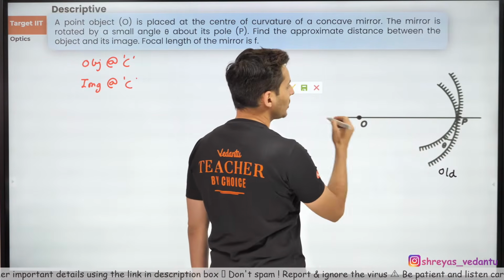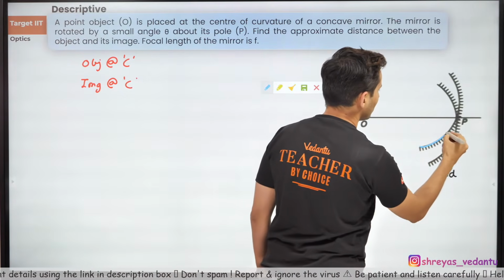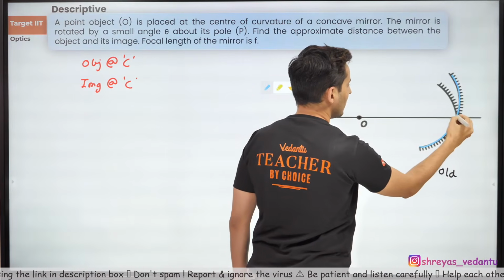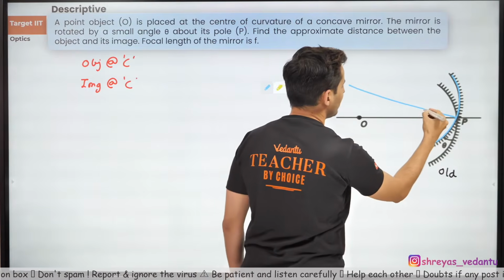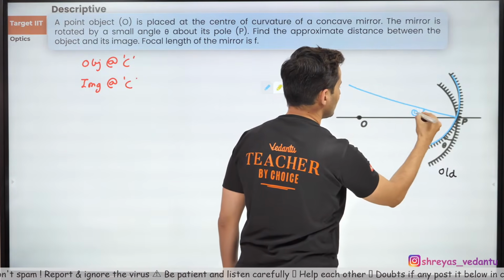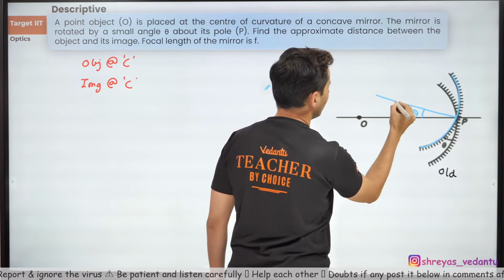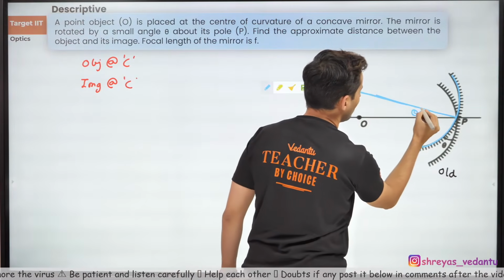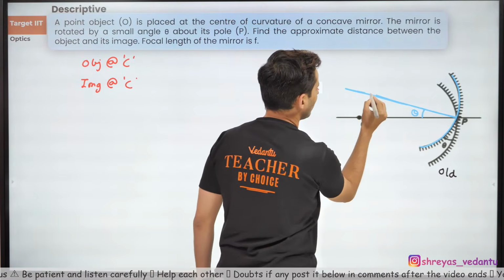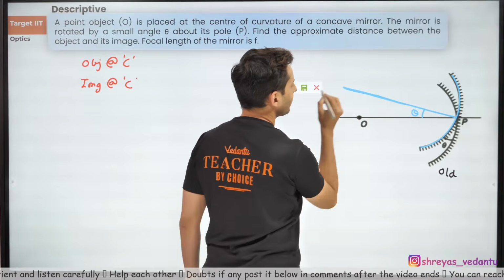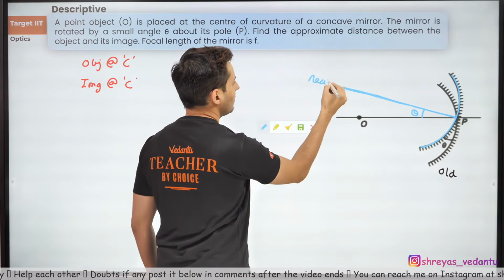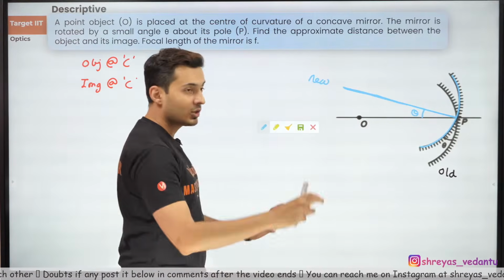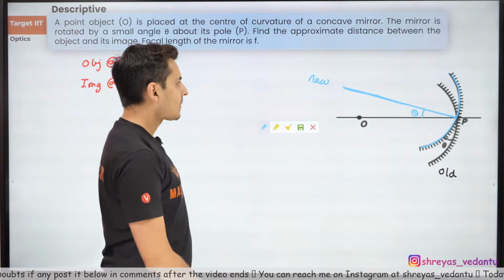Now in the new position, this is the new position of the mirror. There will be a new principal axis. Remember that the angle is very, very small. Nevertheless, I'll show it a little bit exaggerated so that I have enough space to mark any points or objects that come in the way. So this is the new principal axis. Remember, this was the old principal axis because I have rotated the mirror by theta.